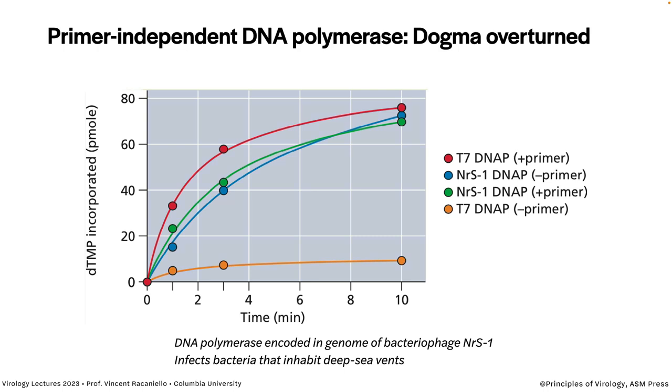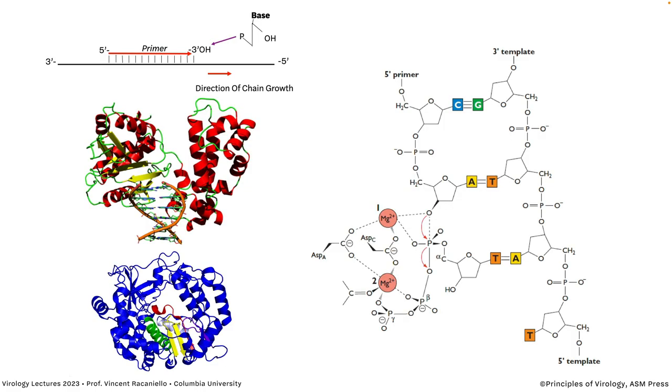It just is a matter of what you've looked at. You can make statements that all DNA polymerases need a primer, but if you haven't looked at every DNA polymerase on the planet, you could be wrong. And this is a great example of that. So DNA polymerases, their structure looks like that of the other kinds of polymerase that we talked about. Here on the left, the red one is a DNA polymerase.